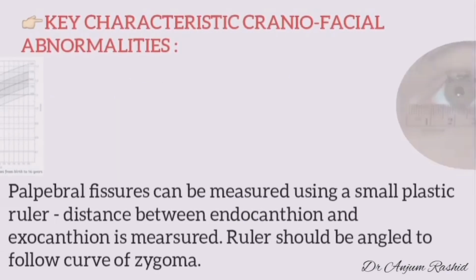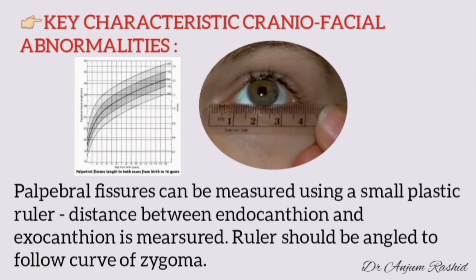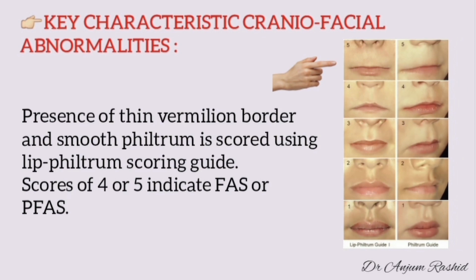Palpebral fissures can be measured using a small plastic ruler, and the distance between the endocanthion and the exocanthion is measured. Endocanthion is the point where the 2 eyelids meet medially, and exocanthion is the point where they meet laterally. The ruler should be angled to follow the curve of the zygoma bone. Presence of a thin vermilion border and smooth philtrum is scored using a lip philtrum scoring guide, which is shown on the right side. A score of 4 or 5 indicates fetal alcohol syndrome or partial fetal alcohol syndrome.